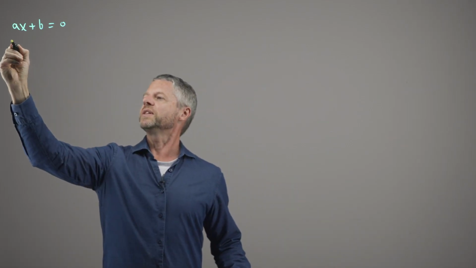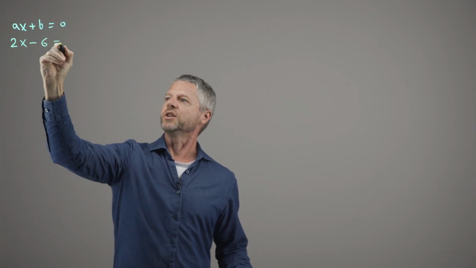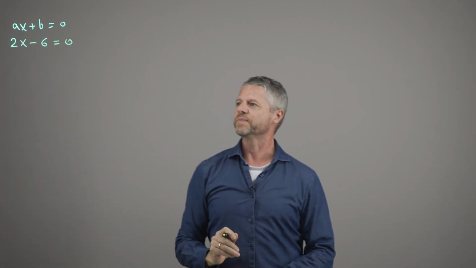And another way of framing that is to say I want to find the root of this equation. And for an equation like this, there's only a single value of x that satisfies this equation. There's only one root. So as an example, let's do 2x minus 6 equals 0.